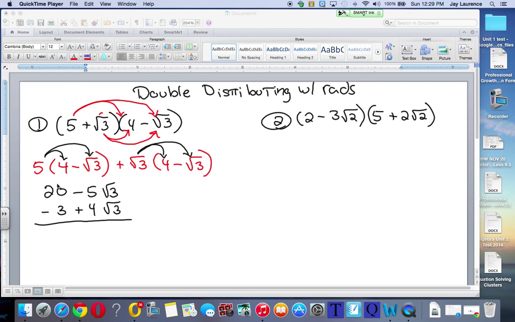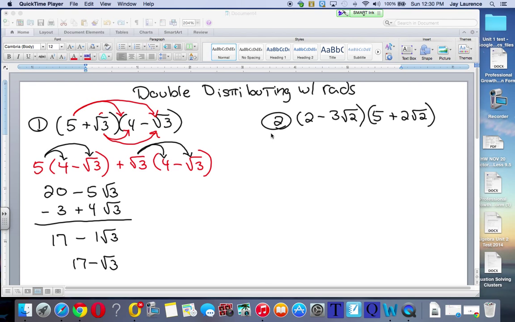So I'm combining my like terms now. I get 17. Negative 5 rad 3s plus 4 rad 3s would be a negative 1 rad 3. Or even more simply, you could have just said this. Either one are the same thing. You see how this is working? It's pretty simple. It's taking what we did yesterday and the day before, with the like terms and the multiplication, and putting them together. So let's try number 2.